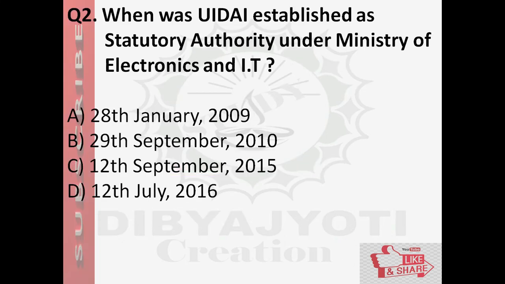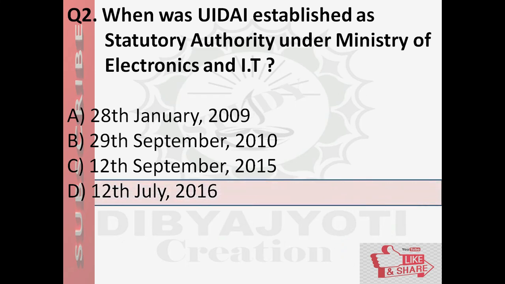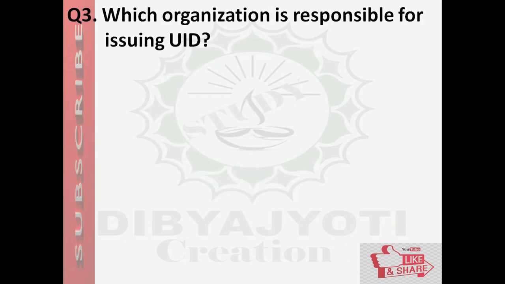When was UIDAI established as statutory authority under Ministry of Electronics and IT? Options are: option A, 28th January 2009; option B, 29th September 2010; option C, 12th September 2015; option D, 12th July 2016. And answer is option D, 12th July 2016. Then move on to question number 3.